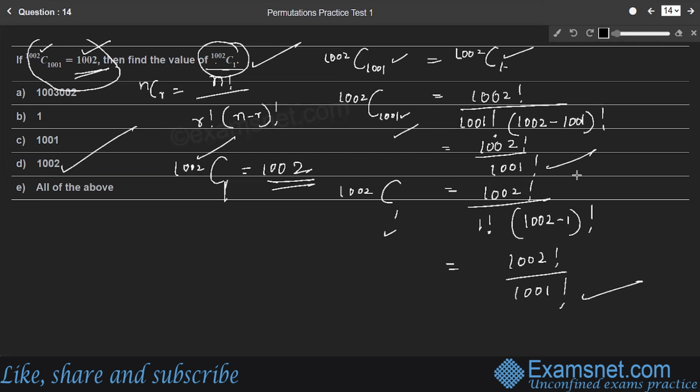Otherwise, you can just simplify it. Finally, we have 1002 factorial by 1001 factorial, which is nothing but 1002 into 1001 factorial divided by 1001 factorial. Therefore, we can cancel 1001 factorial and 1001 factorial, and the final answer is 1002. So, option D is the right answer.